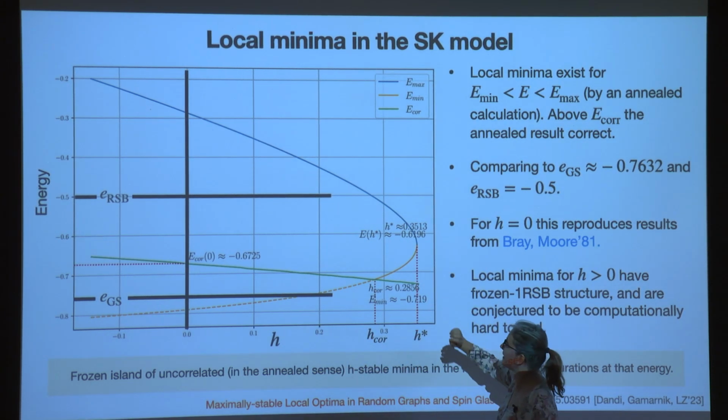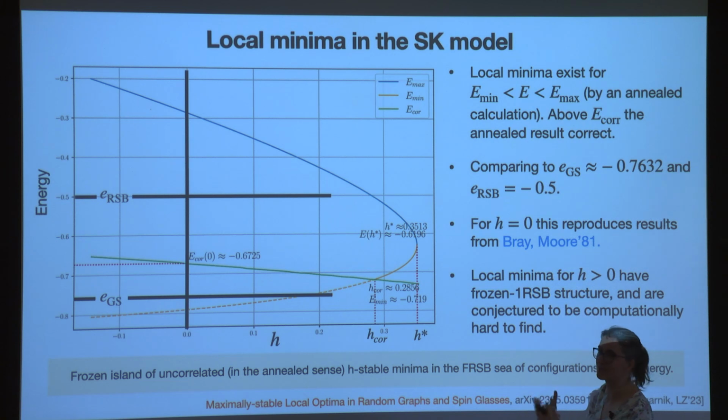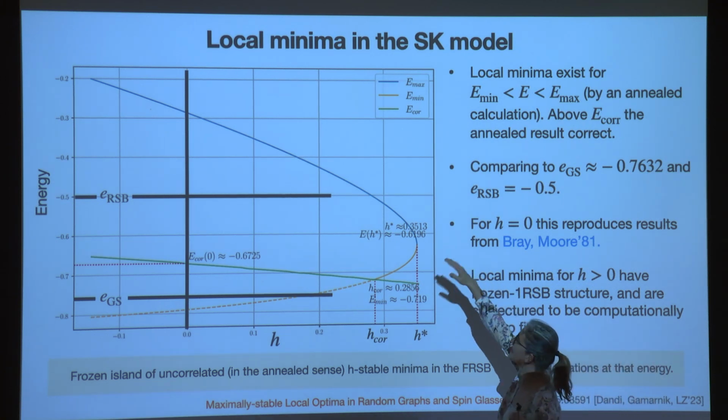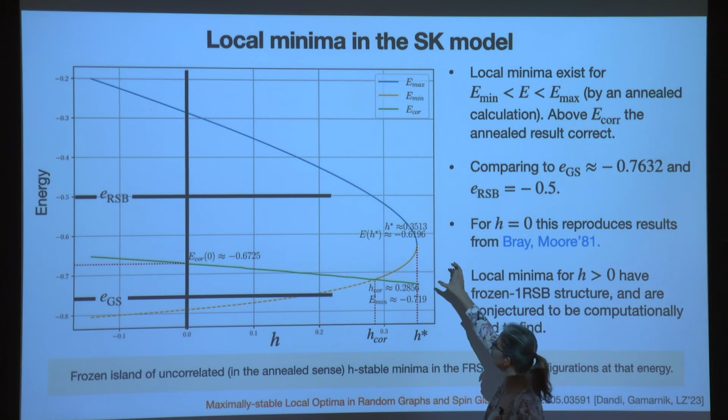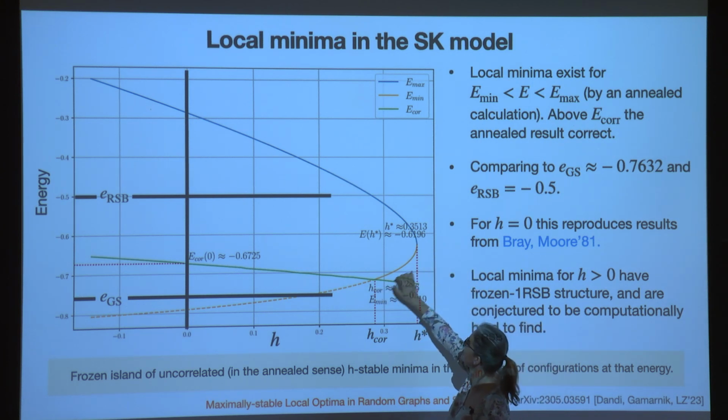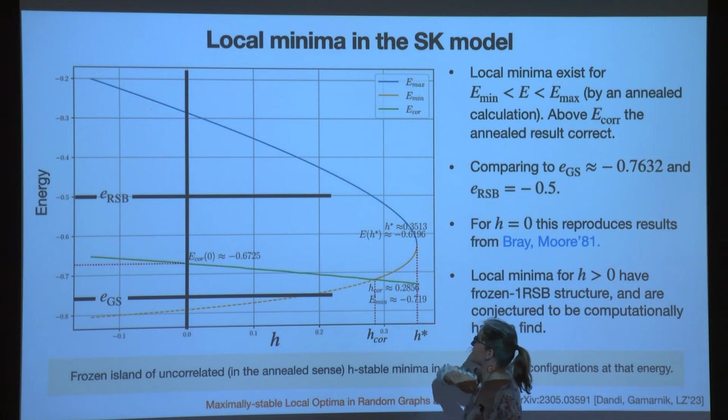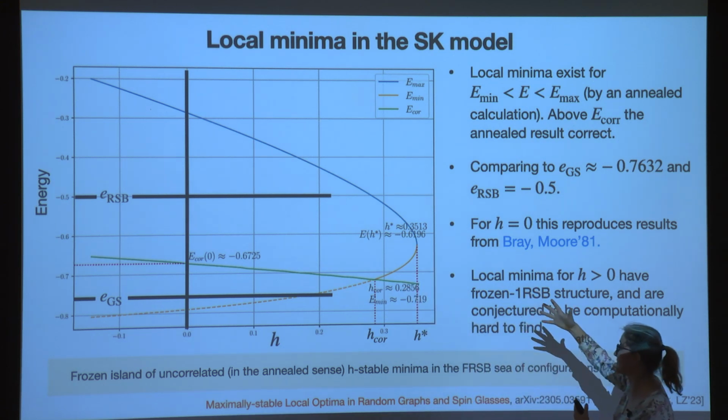But above the green line, the second moment matches the first moment. And using that, we can show what is the maximum energy that is achievable. And in this region also, what is the minimum energy of these H-stable fixed points that is achievable. So that's what this picture means.